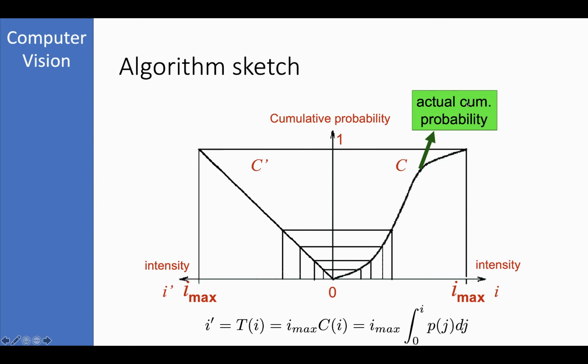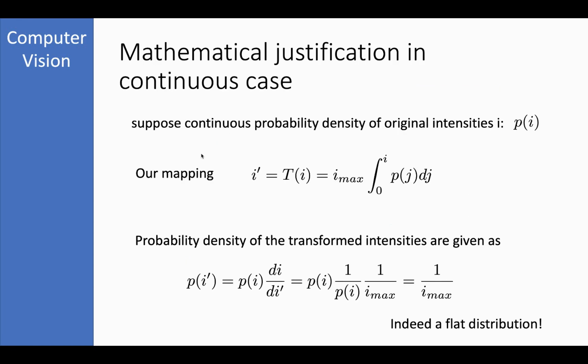So I have the actual cumulative probability distribution function and the target probability distribution function. And notice that this left-hand side is the cumulative distribution function of the new image. And you see, it's a ramp. So its histogram will be simply flat. Let's see mathematically how this actually works. Suppose we're actually in the continuous domain, so we have the probability distribution function of the original intensities. Our mapping was this guy here.